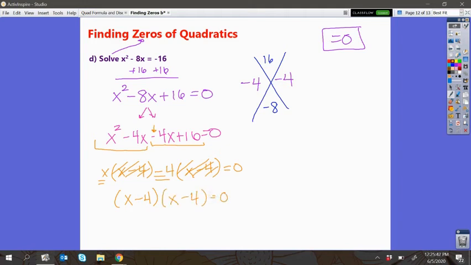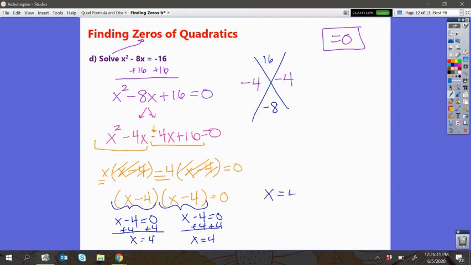Now notice something strange happens here. I get two of the exact same binomial, x minus 4 and x minus 4. So you have some options here. First, you could set them both equal to 0 because that's what the zero product property says, that either of these have to equal 0. And when I do that and I solve those one-step equations, we're going to notice that I get both of them to be the exact same number. So that means that the solution is just x equals 4. There's only 1 zero here.